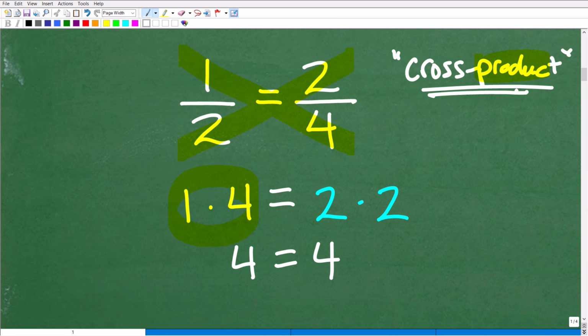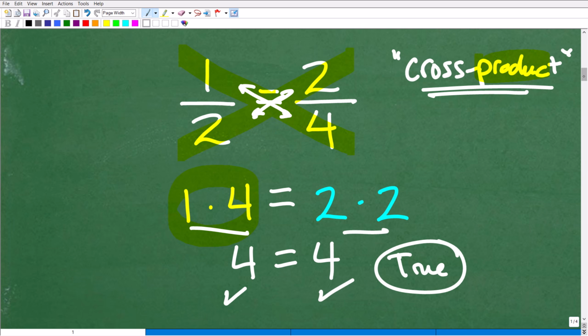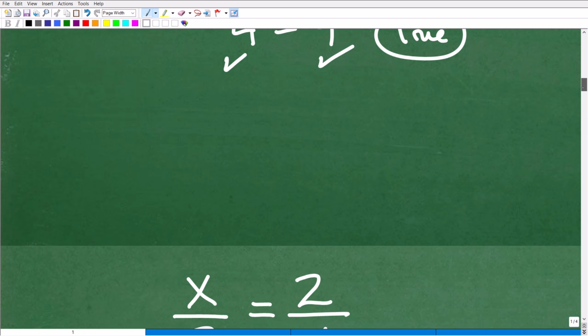Now there are some other things you might have heard about when you study proportions, called the means and the extremes, and other properties of proportions. That's for additional videos, but if you remember this, you'll be able to solve almost all proportion problems. When we have two equal fractions, the cross product is true. In this simple example, 1 times 4 is equal to 2 times 2. 1 times 4 is 4, and 2 times 2 is 4, so this is a true statement. This is what we want to keep in mind to solve this particular equation.